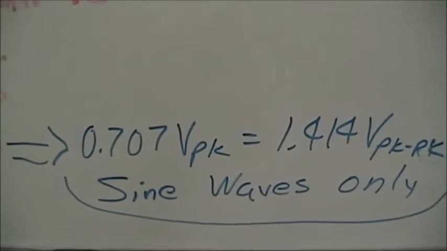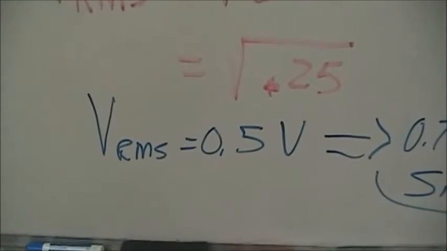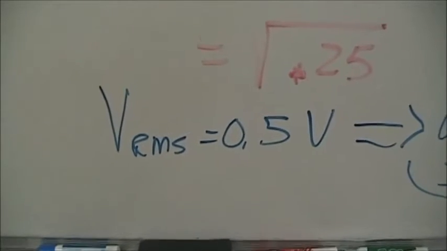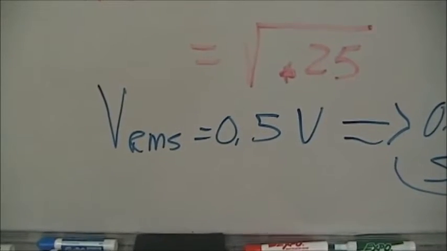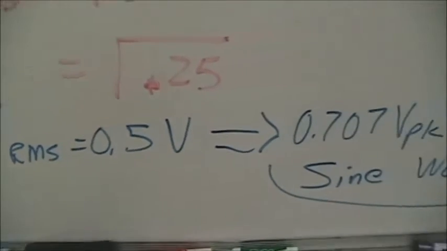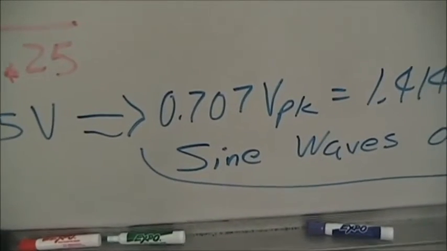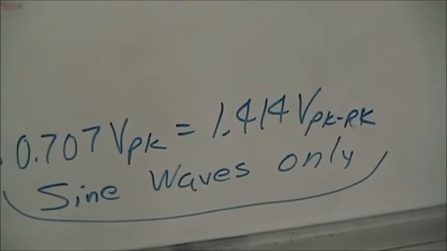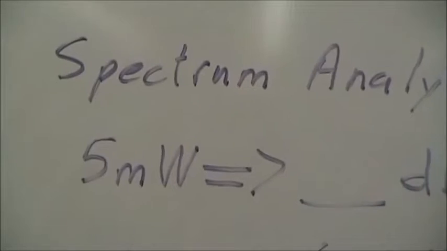But that's only for sine waves. Other waveforms, you need to calculate the actual voltage for those waves. So we are looking for an RMS voltage of 0.5 volts, or a peak voltage of 0.707, or a peak to peak of 1.414 volts.